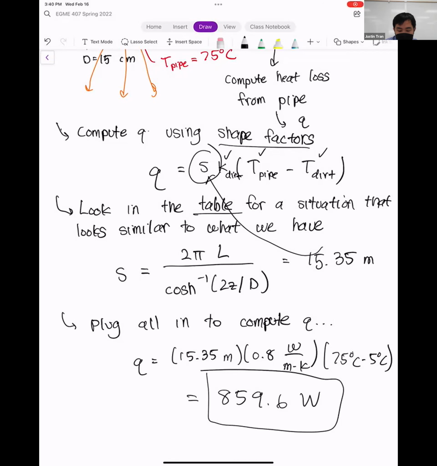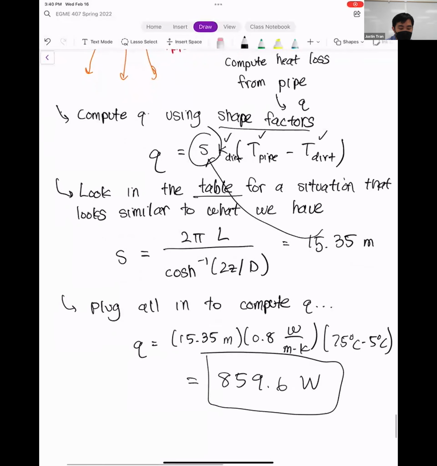That's the basics of how you do 2D conduction, or at least the level at which we're going to do in this class. Basically, you look at your situation, you try to find the shape factor that matches up with it. You compute that shape factor, and then you plug it into that heat transfer equation. Any questions on this?